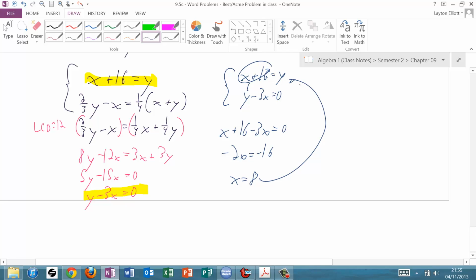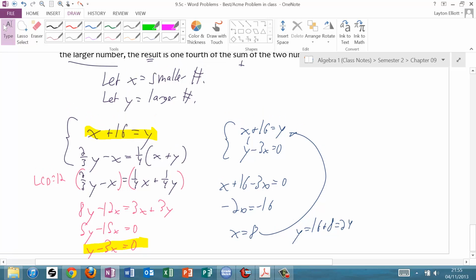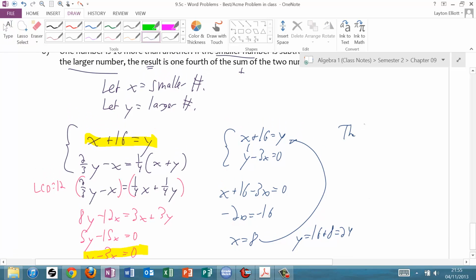Take that, put it in the first equation up here, and I know that y is equal to 16 plus 8, or 24. So the larger number is 24. The smaller number is 8.